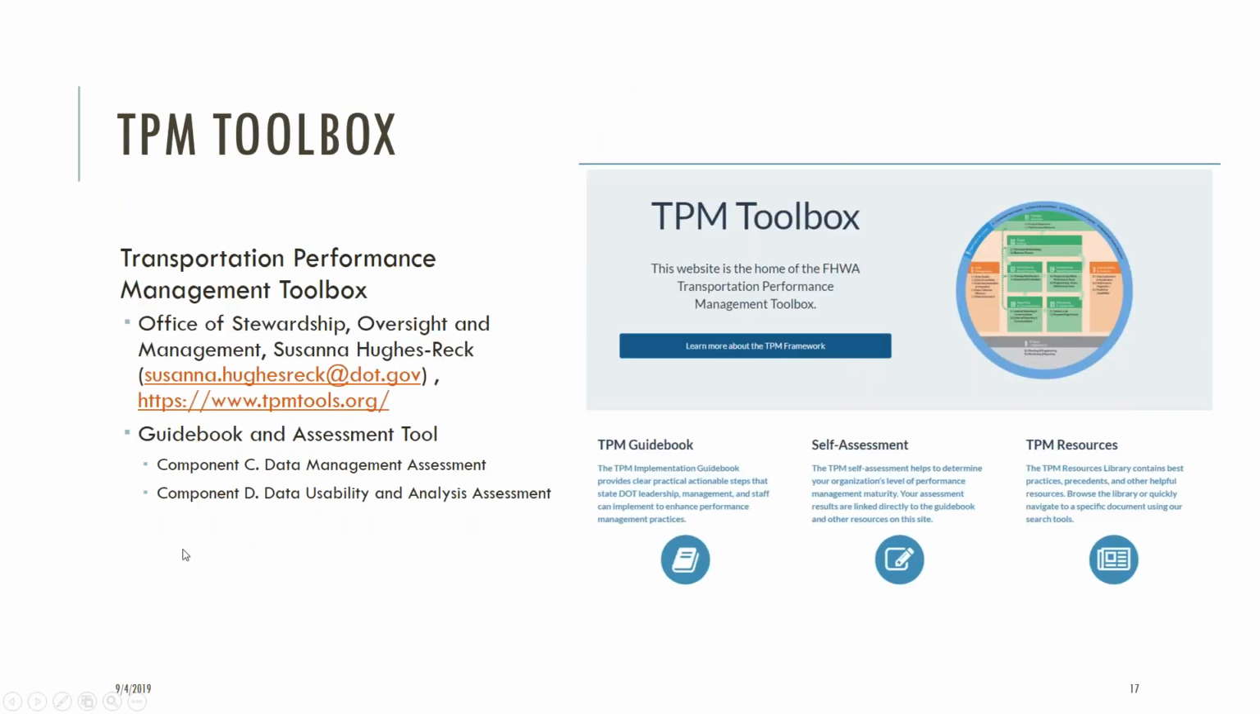There's also transportation performance management, which you may be familiar with. That's been a pretty hot topic over the last three or 4 years or so. There's a toolbox that's available for transportation agencies, and within that toolbox there's a guidebook and assessment tool, where Component C is data management assessment and Component D is data usability and analysis assessment. So there are some tools from the TPM perspective to help you assess your agency with respect to data governance.